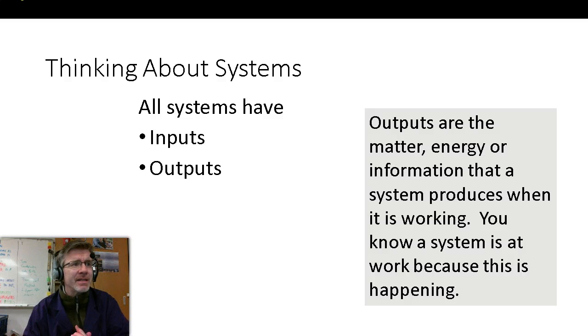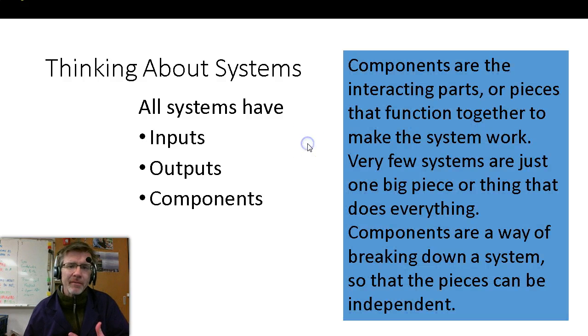Outputs. Systems tend to have matter or energy or information or some product that it produces when it's working. In fact, if a system doesn't have this output, then you'd wonder if it's working or not. So, for instance, if my car isn't running, then I'm wondering if it's not working, because it's not getting me down the road, or my bicycle, or whatever.